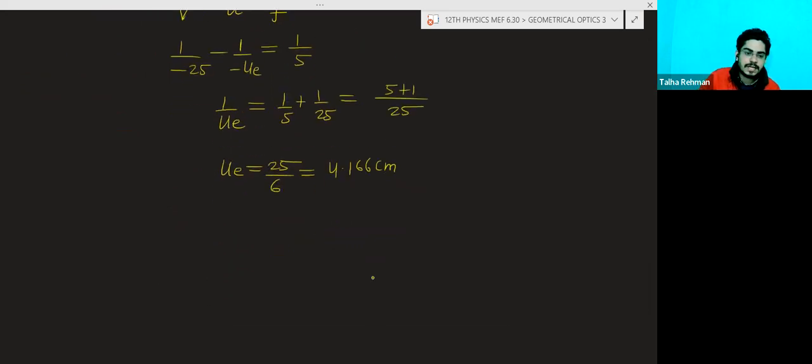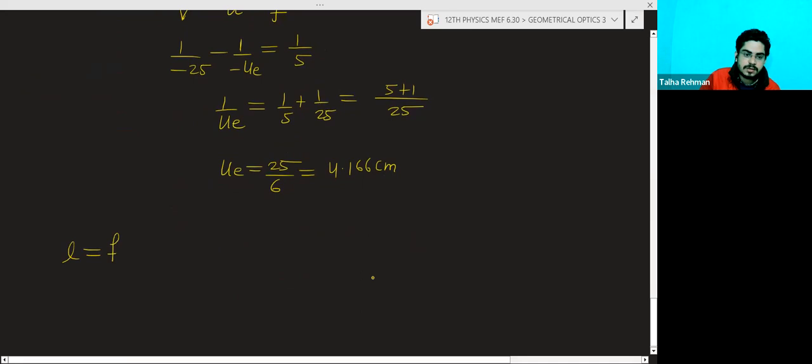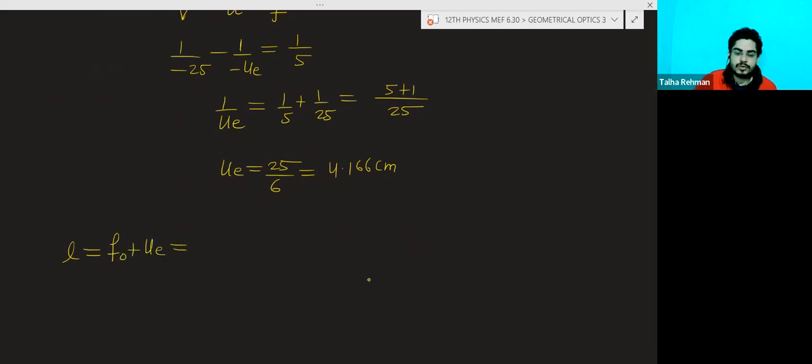Now you can find the length of the telescope. That will be FO plus UE. So FO is given as 100, and UE you have 4.166. So 104.166 centimeter will be the length of the telescope.